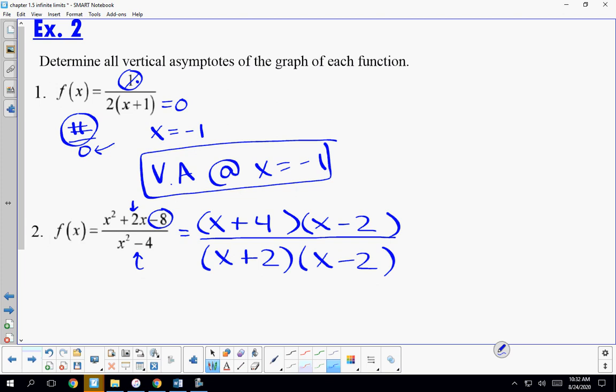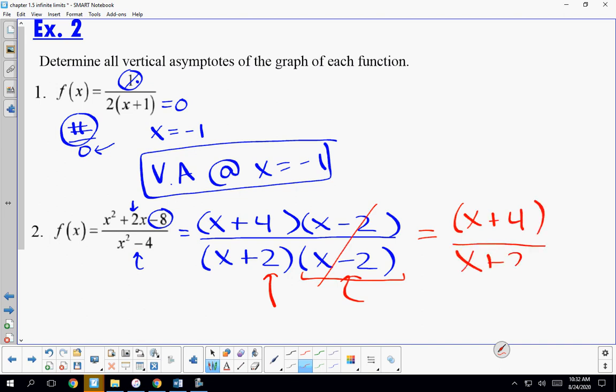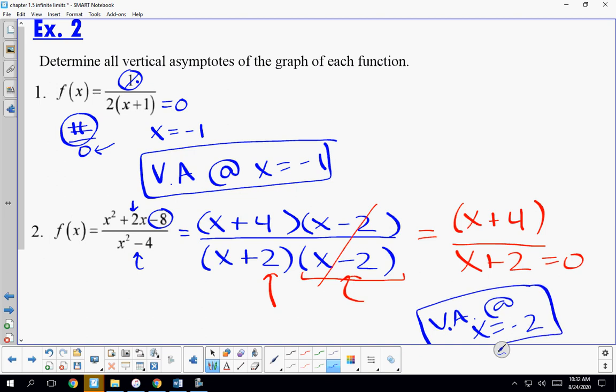So there are 2 places of discontinuity. We have negative 2 and positive 2. However, since that one cancels, that means this factor does not produce a vertical asymptote. So my only vertical asymptote is going to be when my new function has a 0 in the denominator, which is at negative 2. So here I'll say a vertical asymptote at x equals negative 2. And that's because when I plug in negative 2 in the numerator, I get 2. In the denominator, I get 0. And that indicates a vertical asymptote.